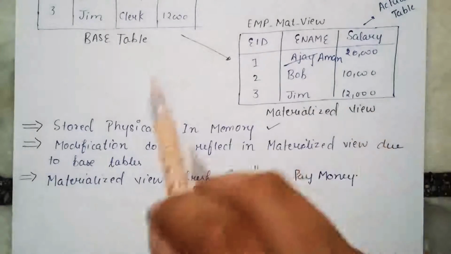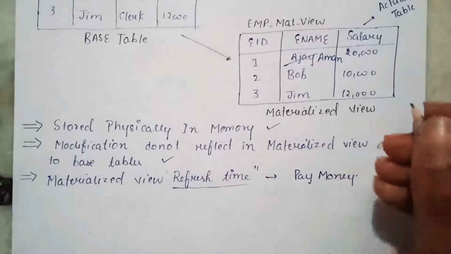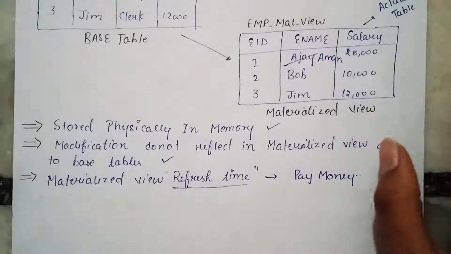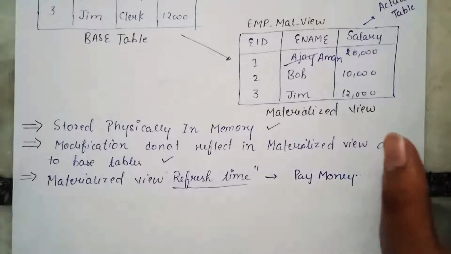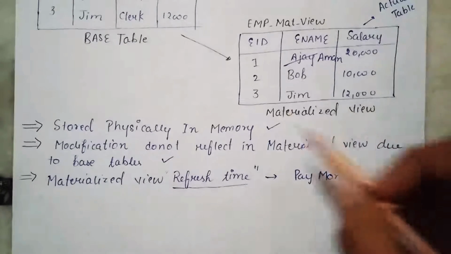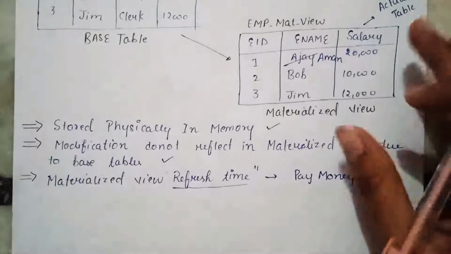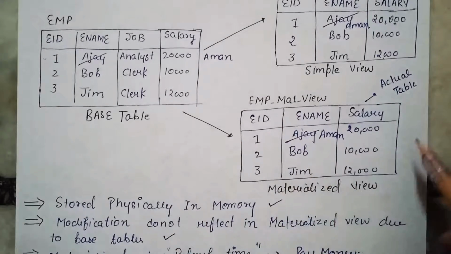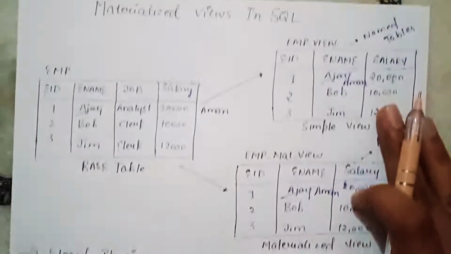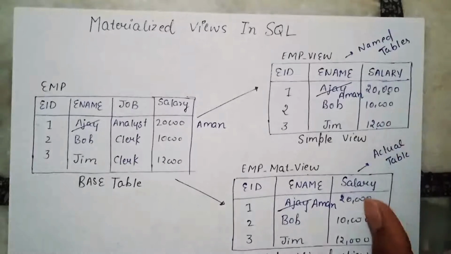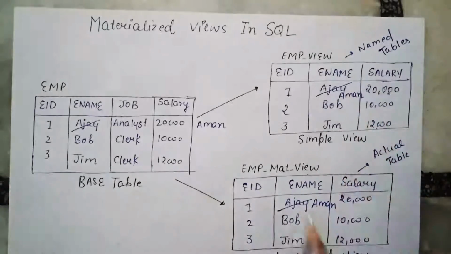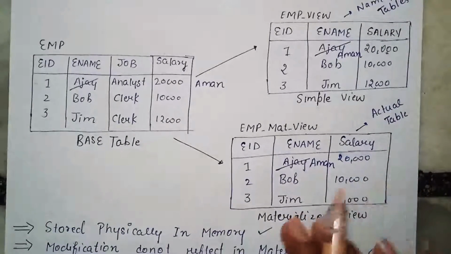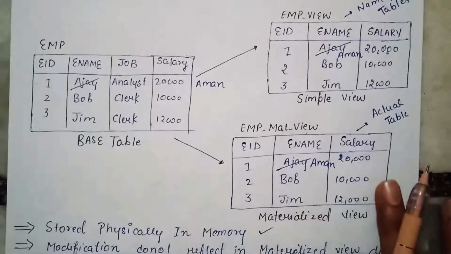materialized views are not updated on a daily basis, they are updated periodically, we can say manually. There is a specific period after which we update the materialized view. Until we update it, the changes we have performed on the base table will not be reflected in the materialized view. So this is the basic difference between a simple view and a materialized view. Simple views are just a named table, a virtual table, but a materialized view is an actual table. The contents of the materialized view are actually stored in memory somewhere.